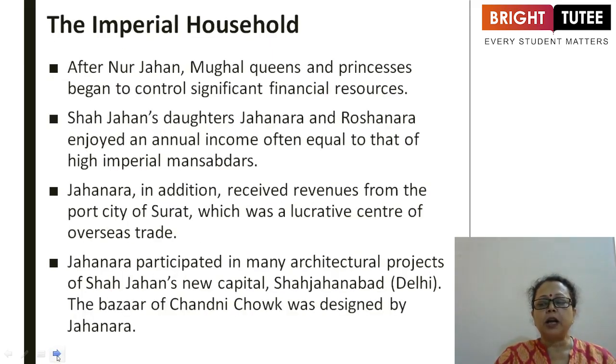After Noor Jahan, Mughal queens and princesses began to control significant financial resources. Now, their contribution in the running of the government, the administration. Shah Jahan's daughters Jahanara and Roshanara enjoyed an annual income often equal to that of high imperial mansabdars. Jahanara in addition received revenues from the port city of Surat, which was a lucrative center of overseas trade. She participated in many architectural projects of Shah Jahan's new capital, Shahjahanabad. The bazaar of Chandni Chowk was designed by Jahanara. This is the contribution of Jahanara during the period of Shah Jahan.